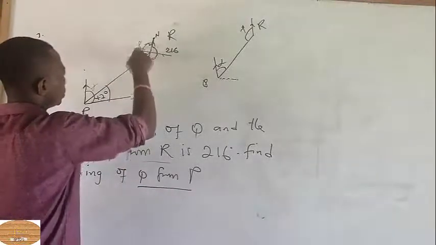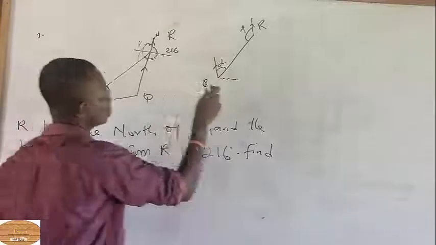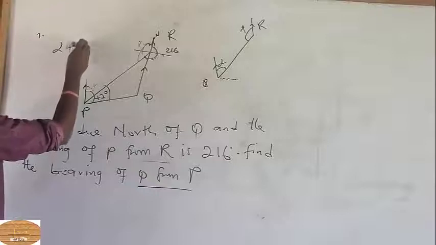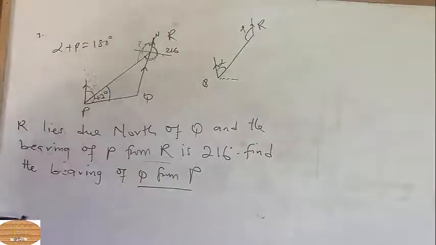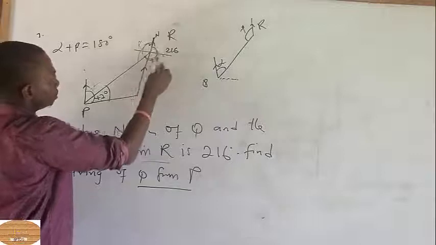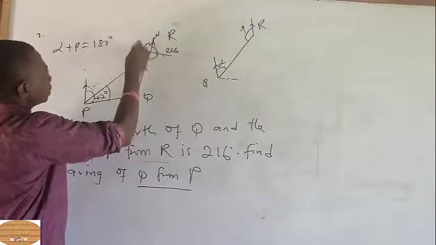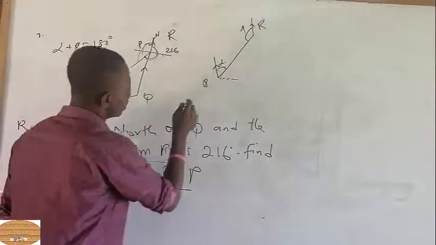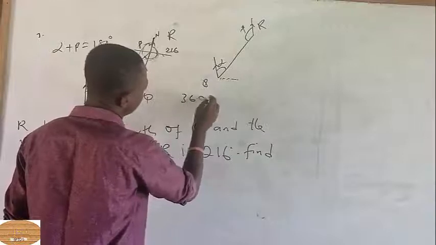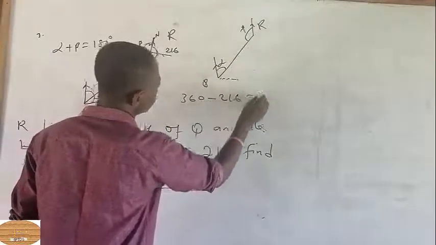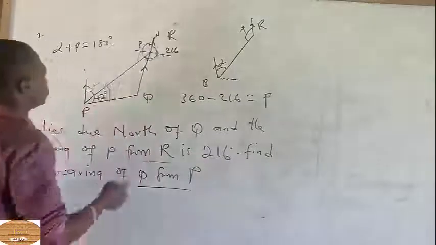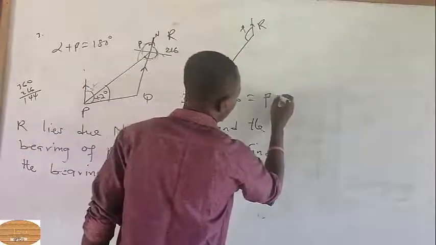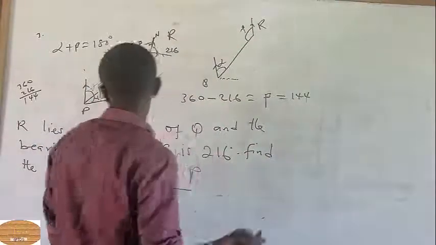So let's find this side so that we can get this side. We know this side plus this side will give 180, so alpha plus beta will give 180 degrees. And we can use this information to solve for beta. We know that 360 minus 216 will give you beta. So this side is 360 minus 216, which is 144.